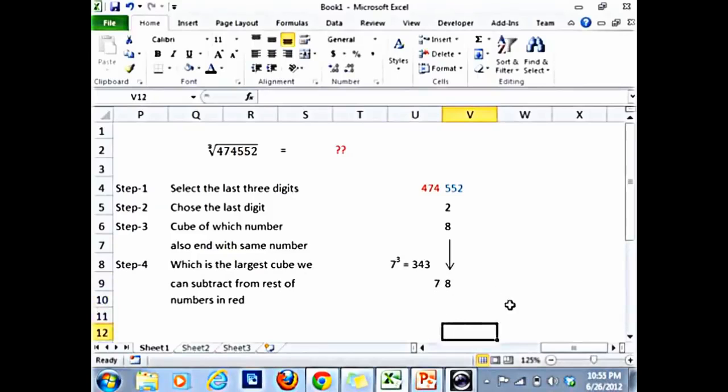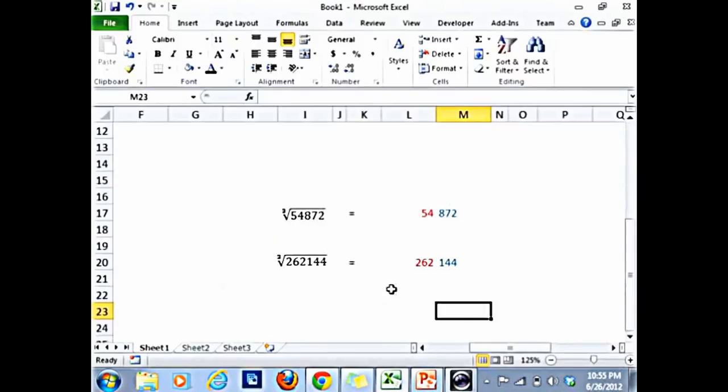Let me give you another example. I have 54872, which can be written as 54 and the last 3 digits, 872. The number ends with 2, and 8 cube also ends with 2, so I will write 8 here. Then for 54, the largest cube I can subtract is 3 cube. 3 cube is 27 and 4 cube is 64, so I cannot subtract 4 cube. So I will write 3 here. The answer is 38. As you can see, it was very quick, right?